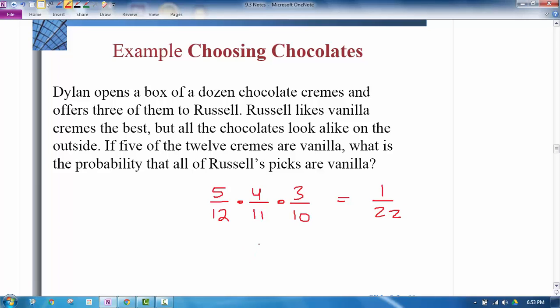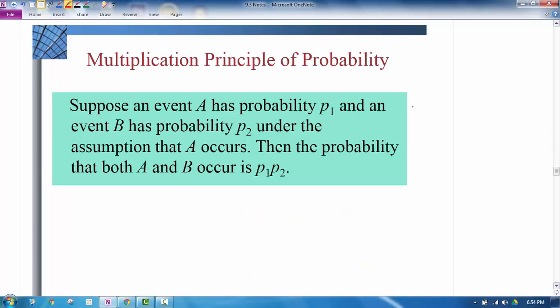The other way to do this is the total in the sample space. You're picking 3 from 12, so it'd be 12C3, and you're picking 3 of them from the 5 vanilla. So it's the total number of ways you can pick 3 vanilla from 5 divided by the total in the sample space. That should also give you 1/22. So we have 2 different ways to look at these problems.